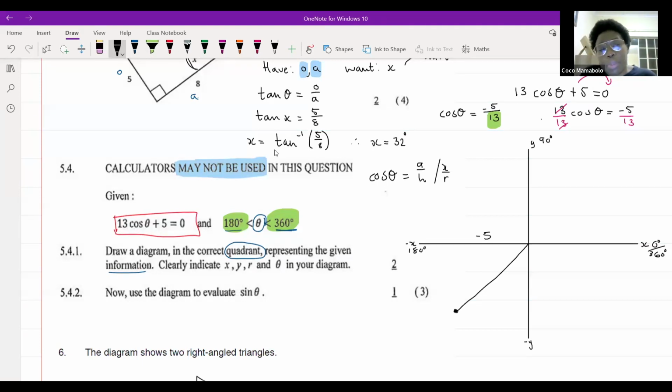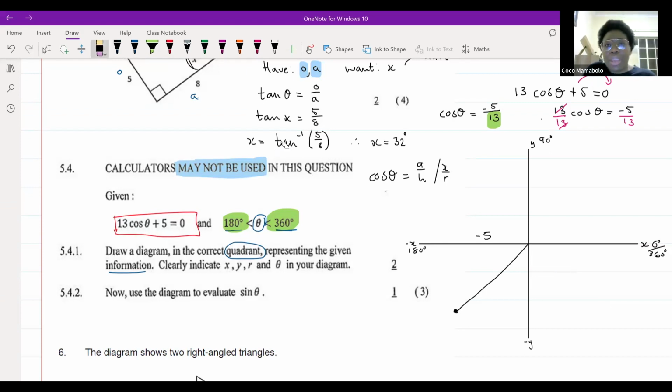Zeketelo, if I put it in quadrant 4, would my x be negative? Would my 5 be negative if I put it on this side? No, it wouldn't. Because on this side, my x's are positive. Then I would get positive 5 over 13, and that wouldn't work. So we need a negative 5.